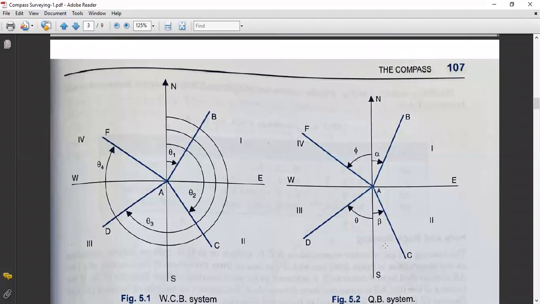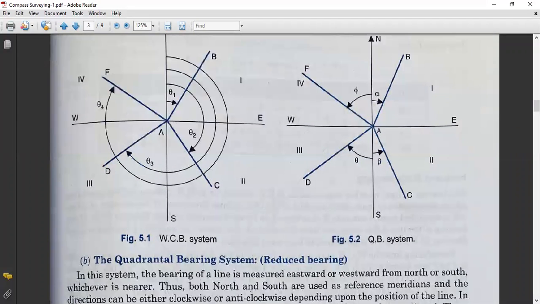But in quadrantal bearing system, the bearing of the survey lines may be measured in clockwise or anti-clockwise direction and expressed as towards eastward or towards westward from north or south, correct? So in first quadrant it is north to east, you have to write. In second quadrant you have to write from south to east. In third quadrant you have to write from south to west. In fourth quadrant you have to write from north to west. Clear? So always you have to follow this pattern while expressing the bearing of the survey lines.